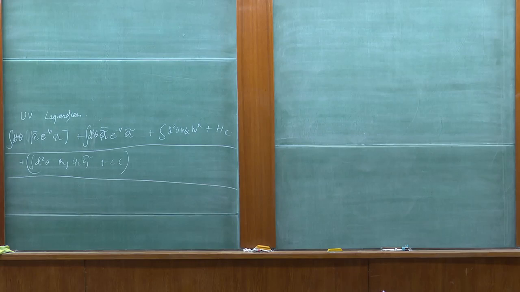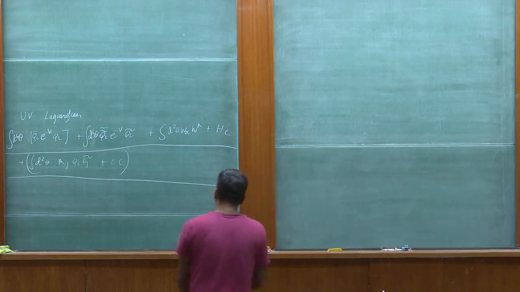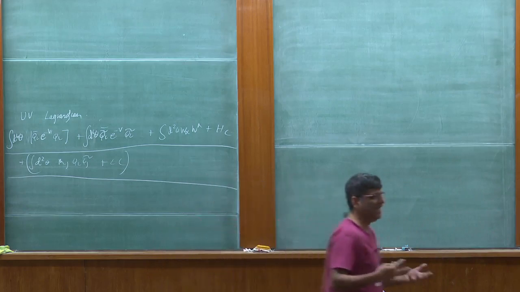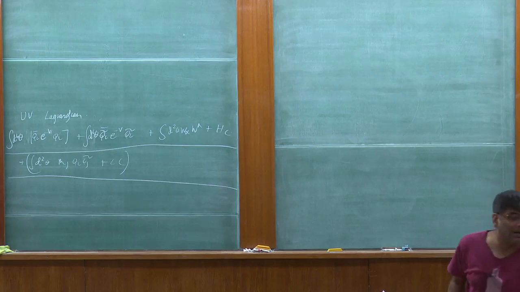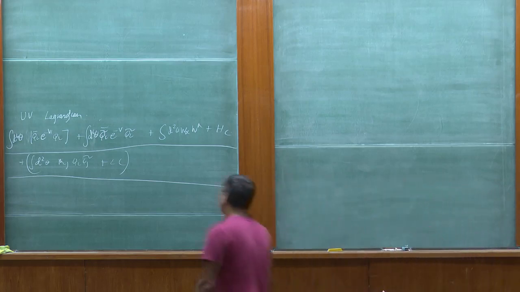And d^2 theta W_alpha captures the F squared term as well as the kinetic term for the gluinos. Okay, is this the model we're studying? Is that clear? E to the minus V and e to the minus V. No, these are both e to the minus V's.